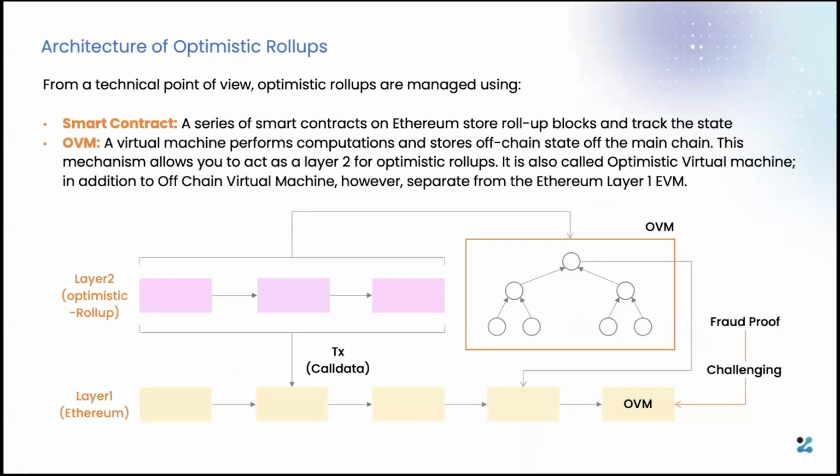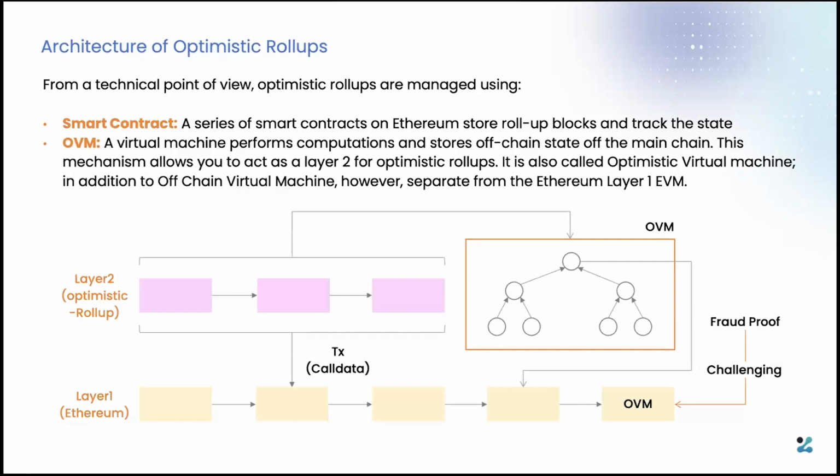So this is how, from an architecture standpoint, optimistic rollups are managed using a set of smart contracts, which are deployed on Ethereum, and they store the rollup blocks and track the state. And then there is the optimistic virtual machine, which stores the off-chain state and performs computation on the layer 2 as part of the optimistic rollups.